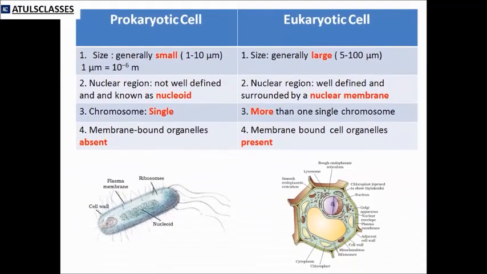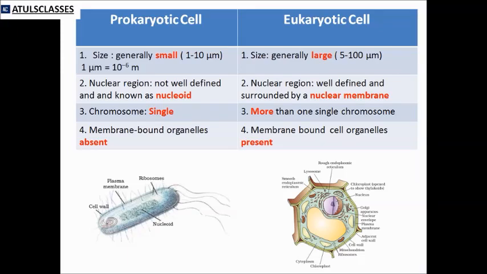On the basis of the presence or absence of a nuclear membrane enclosing the genetic material, we can divide cells into prokaryotic cells and eukaryotic cells. The prokaryotic cell, such as a bacterial cell, is generally small, 1 to 10 micrometers, and eukaryotic cells are larger, 5 to 100 micrometers.